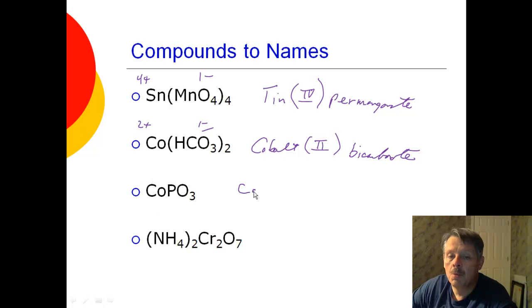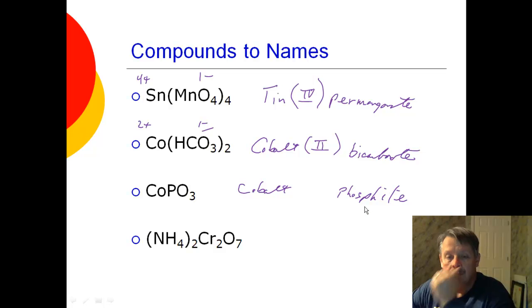This is cobalt. And PO3 is phosphite, I-T-E, phosphite. All right, and I already know I need something in parentheses. I have a 1-to-1 relationship, that's a 1 plus and a 1 minus. But phosphite takes on a 3 minus charge. So cobalt must take on a 3 plus charge. That's cobalt 3 phosphite.